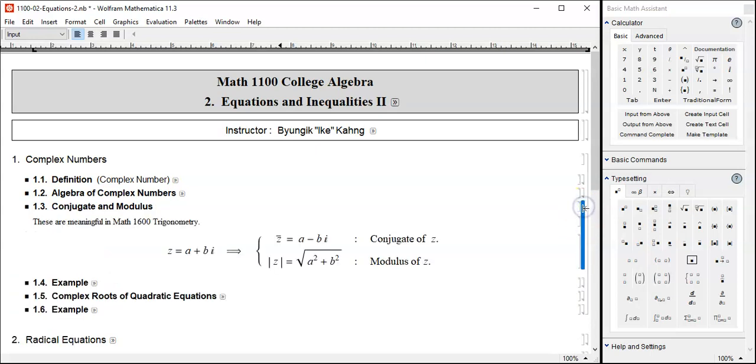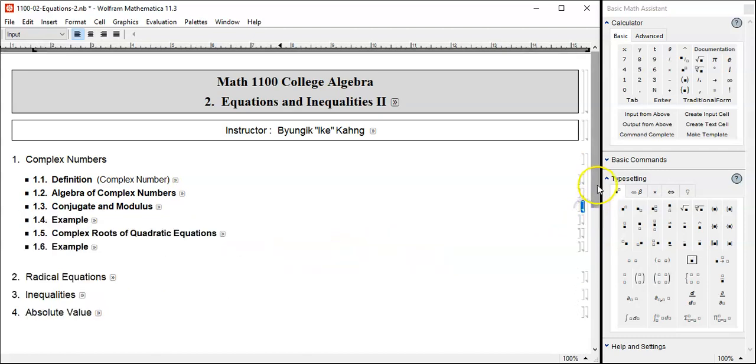I mentioned the name conjugate several times, and that's basically it. Changing the sign of the imaginary part, and typically we use a bar to denote conjugate. As for the notation bar and another concept, modulus, those are going to be important in Math 1600 trigonometry, but not here, so I'm not going to talk too much about that.